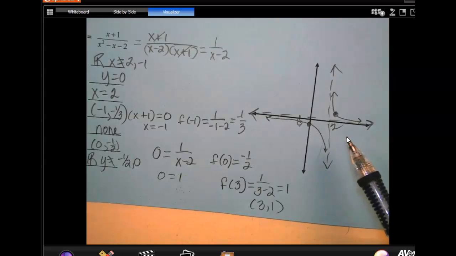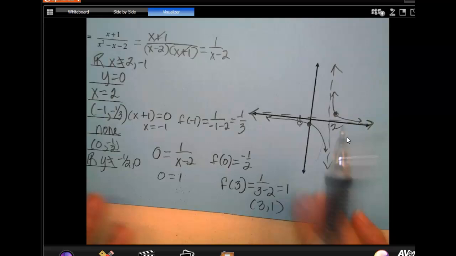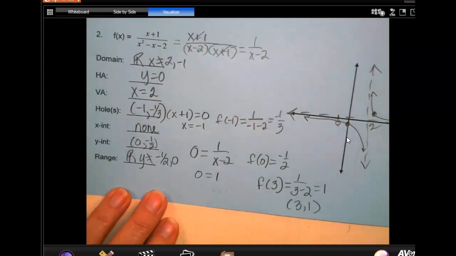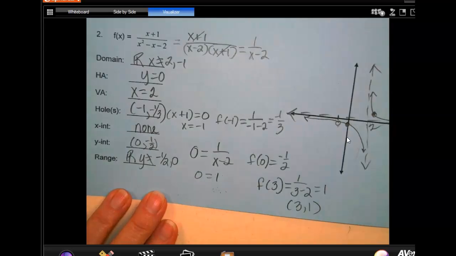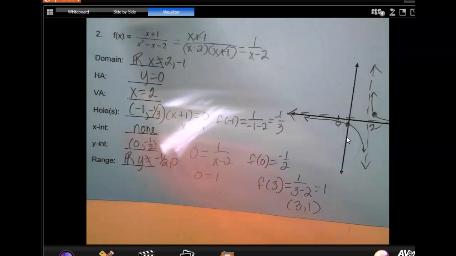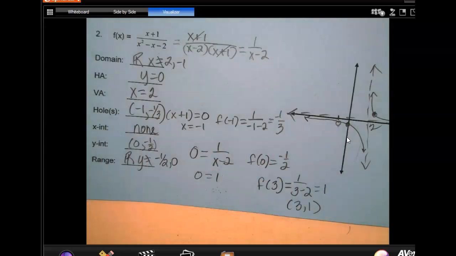But when you are graphing, at least put these things on the graph to get some partial credit. If you leave it blank, I have to take all the points, right? If you get at least this on here, I can give you some partial credit.